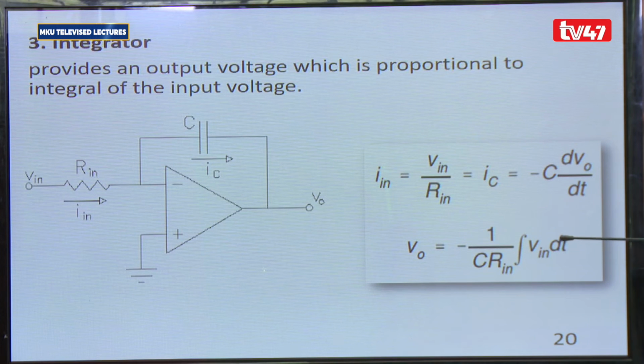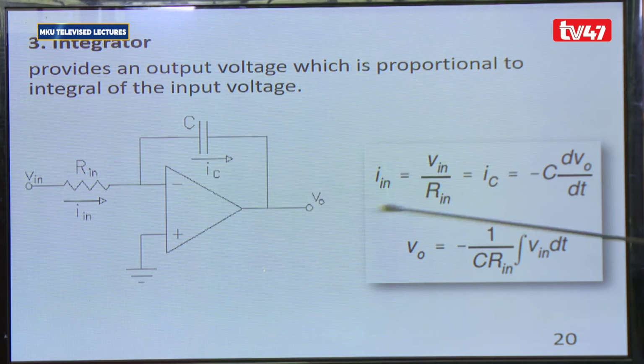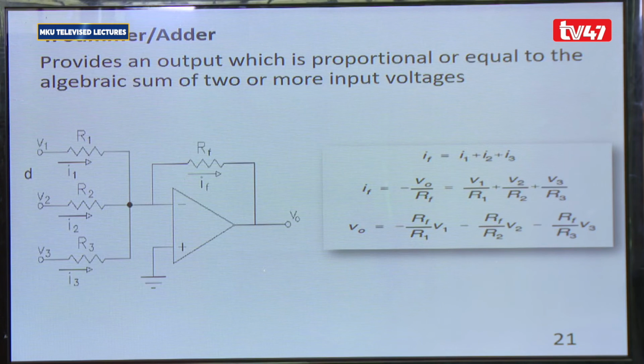And we can comfortably say that our integrator provides an output which is proportional to the integral of the input, but of course multiplied by a constant. And that constant depends on the value of R in and also the value of the capacitor. Next, we have a summer.